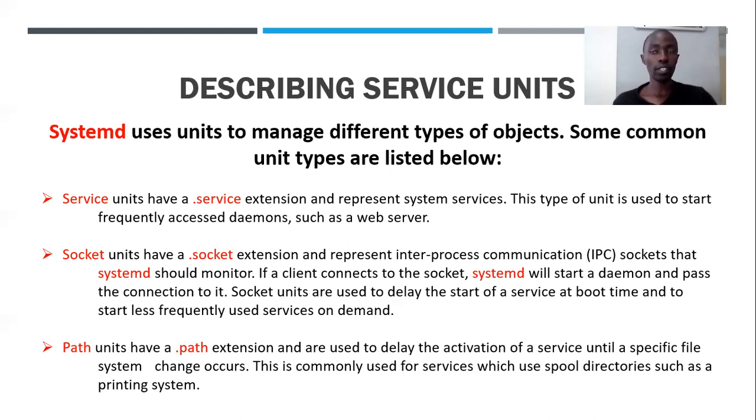This is commonly used for services which use spool directories, such as printing systems. So when we talk about controlling services and daemons, say you want to link one computer to another, with a communication between them remotely, then we need a service called SSH. The service is called SSH, which stands for Secure Shell, but the daemon attached to that is SSHD. So each service must be accompanied with what? With the daemon.